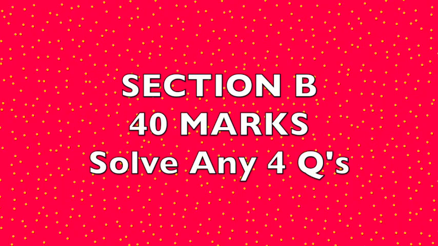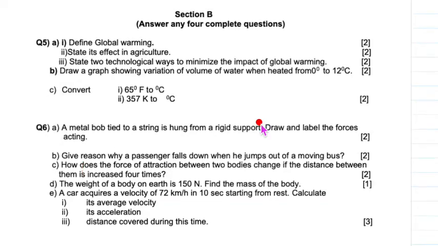Now as you know, this is an 80 mark paper, out of which section B will be for 40 marks, just like section A. Now section B will have 5 questions, out of which we have to solve any 4. So let us look at question number 5 onwards.